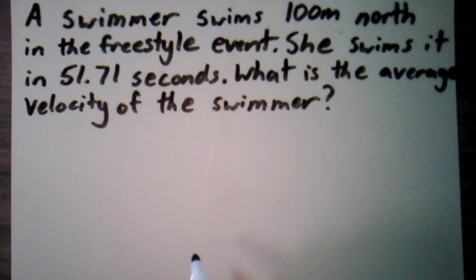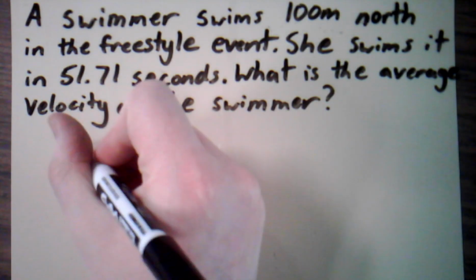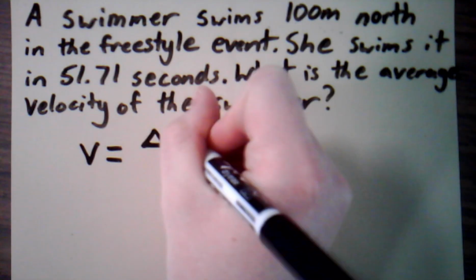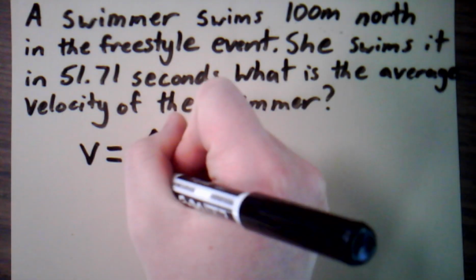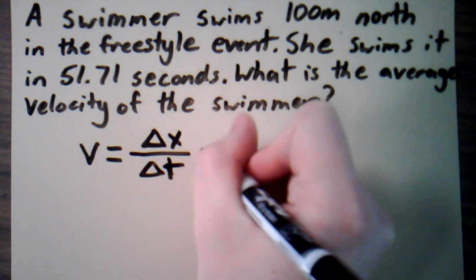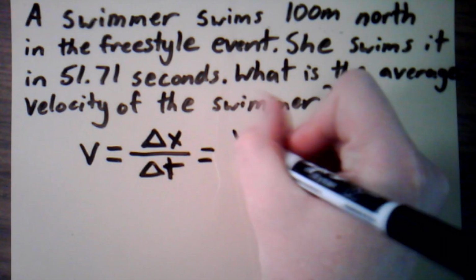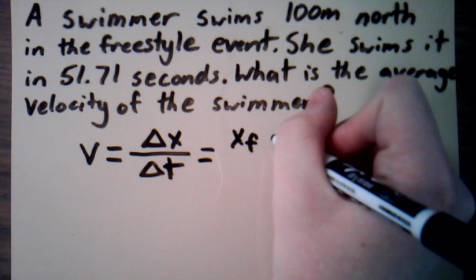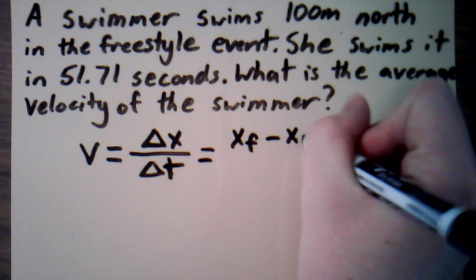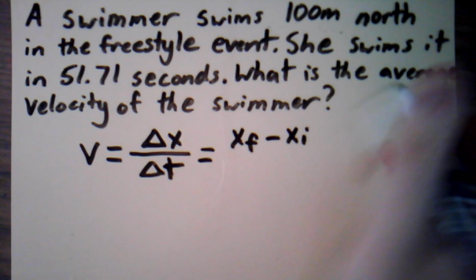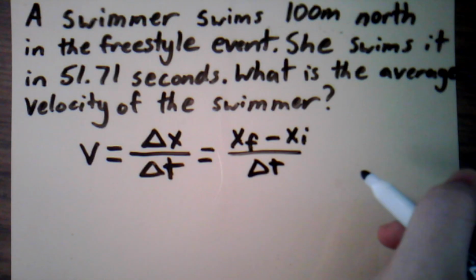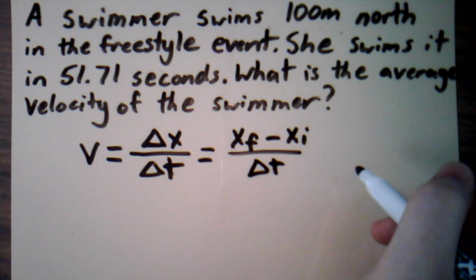So let's start out with our formula. Velocity equals change in displacement over change in time, which is also the same as xf, or final position of displacement, minus starting position, or initial position, over change in time. So let's plug in what we know.